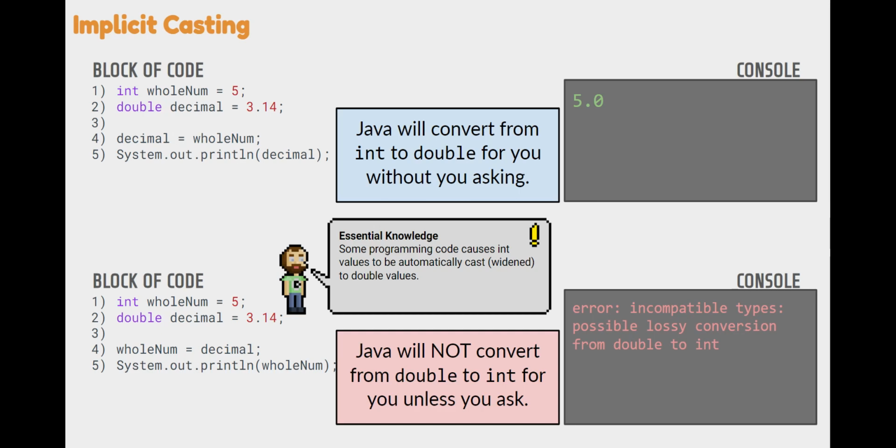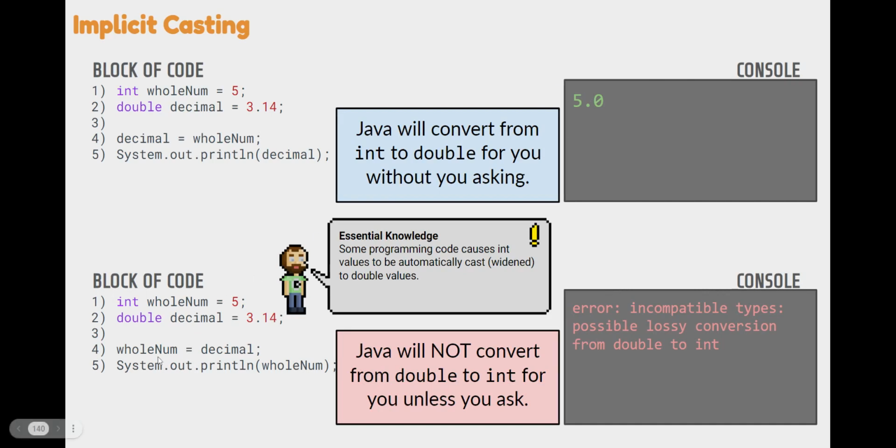In the example on the top left on line 4, you can see that we are trying to take that integer variable whole number and we are trying to assign it to the double variable named decimal. So we are trying to take that whole number, which stores a 5, and put it into a spot big enough for a double. Java has no problem doing this. There's plenty of room in that double variable to hold an int value. So Java will implicitly convert from int to double for you without you asking. So that 5 will get turned into a 5.0 and stored as a double.